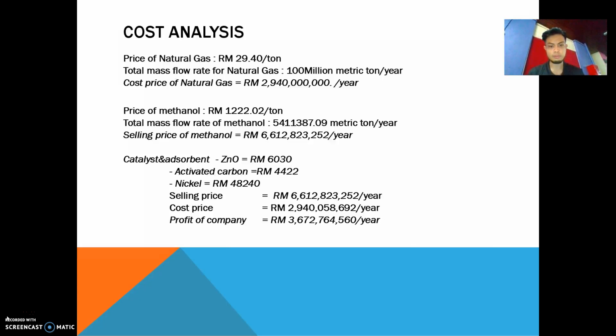For our catalysts, we use zinc oxide, activated carbon, and nickel, and the prices are 6,030, 4,422 and 48,240 ringgit respectively. In order to obtain our profit, we need to subtract the cost price from the selling price, and then we get 3,672,7,064 and 560 per year.